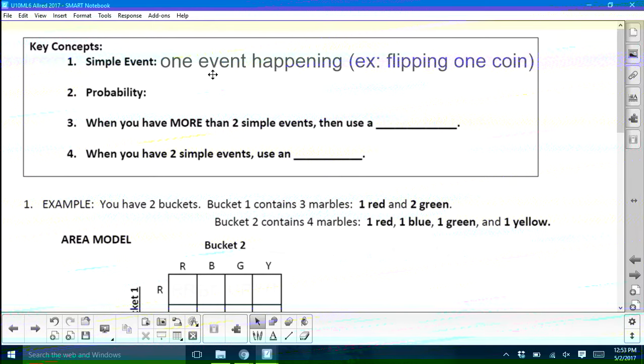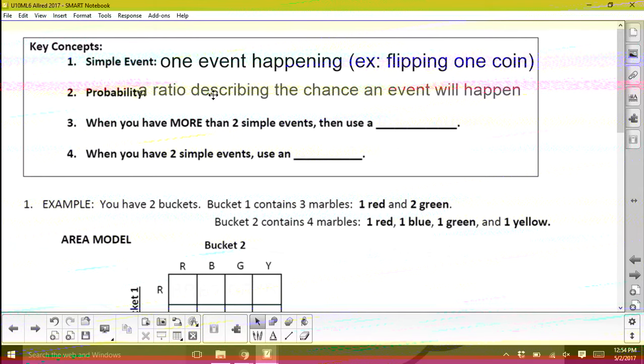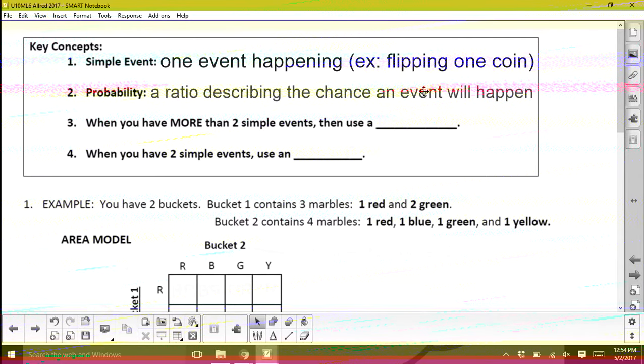A simple event is when one event happens, like flipping one coin or rolling one die. Anytime you do that, you're operating under a simple event. Those are some of the easier things to find the probability of. We wrote it as a ratio. What is probability, you ask? It's a ratio that describes the chance that an event will happen. So we talked about ratios way back in Unit 5. See how this unit has brought all of that prior knowledge back to us down here in Unit 10. Probability is a ratio describing the chance an event will happen.